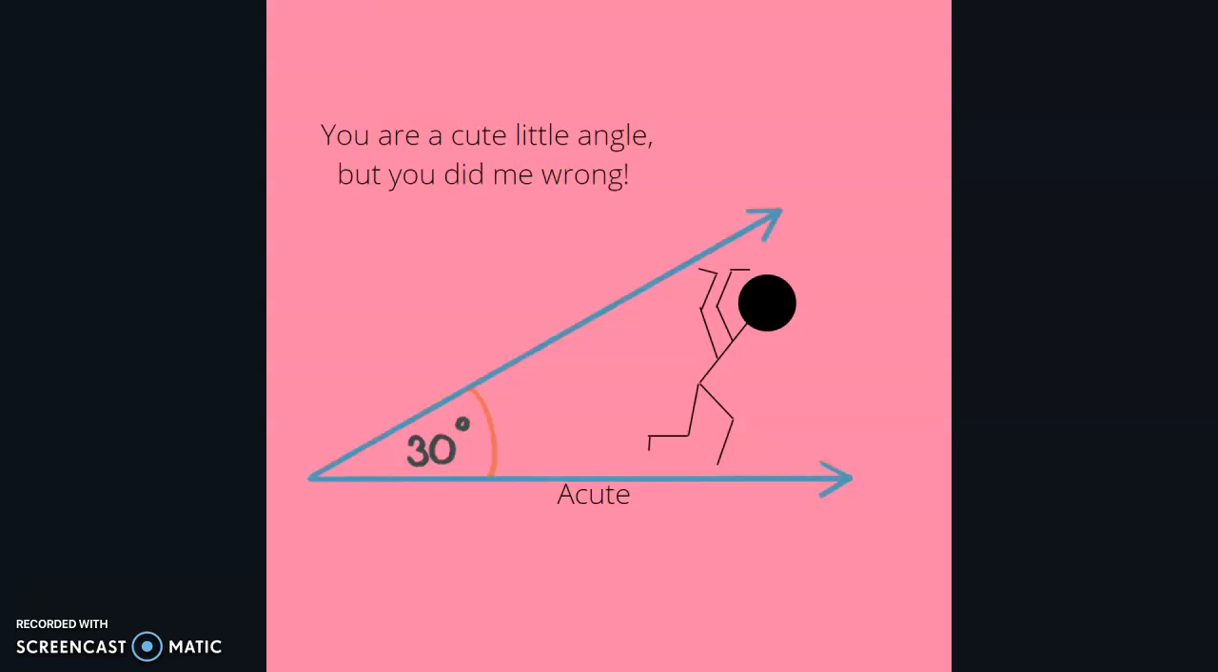This angle is called an acute angle. A cute little angle, but you did me wrong, right? So the angle is small, but we're having to push up on it that way the wall doesn't fall on us. Oh no, oh no! All right, guys, go ahead and write all this down, and if you need to pause the video, go for it, okay?